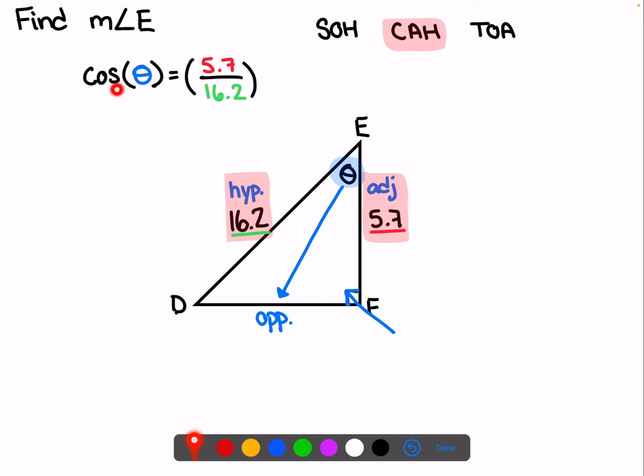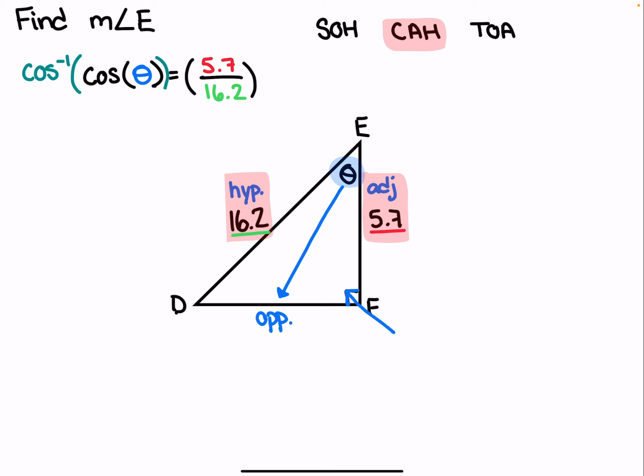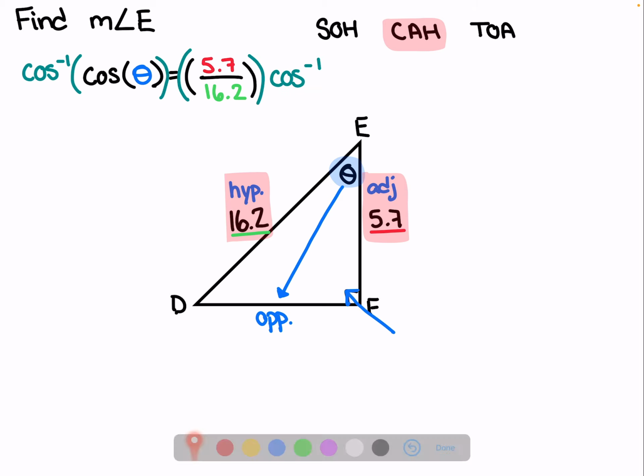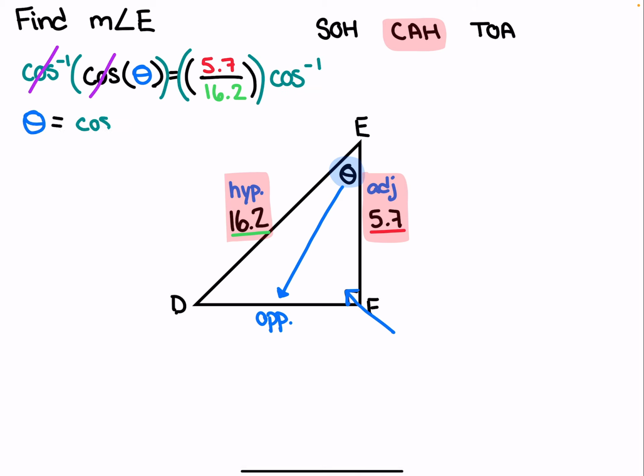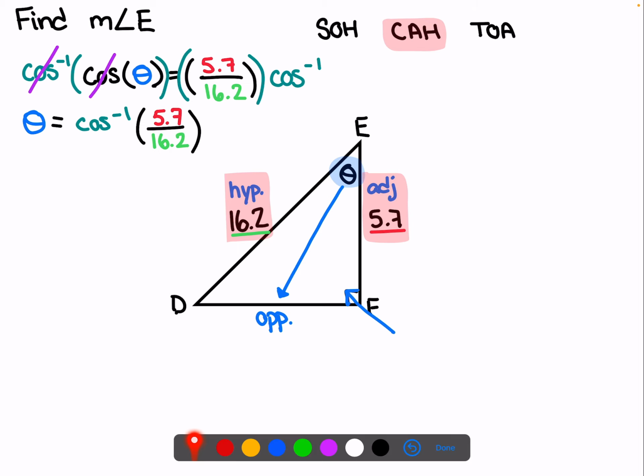From here, we need to get rid of cosine so that theta is isolated by itself. And the only way to get rid of cosine is to multiply by its inverse, cosine inverse. Now you may also hear it called arc cosine. All these inverses may have the word arc in front of them. It means the same thing. So I multiply both sides by the inverse of cosine, and that will leave me with theta is equal to the inverse of cosine of 5.7 over 16.2.